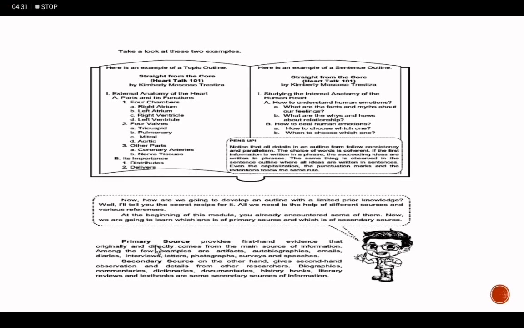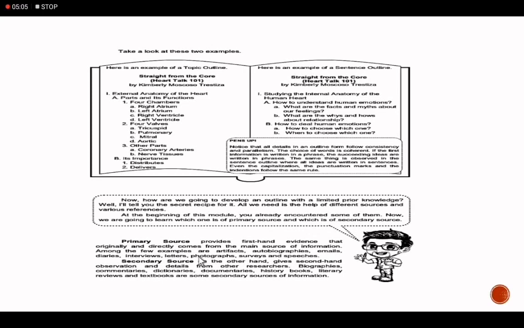Now, primary source provides first-hand evidence. Remember this part, guys. Primary sources are first-hand evidence that originally and directly comes from the main source of information. And what are our main sources of information? Artifacts, autobiographies, emails, diaries, interviews, letters, photographs, surveys, and speeches. So those are examples of primary sources.